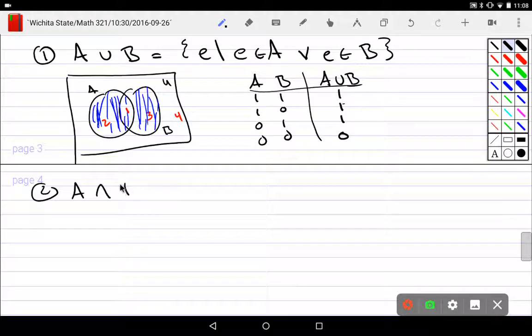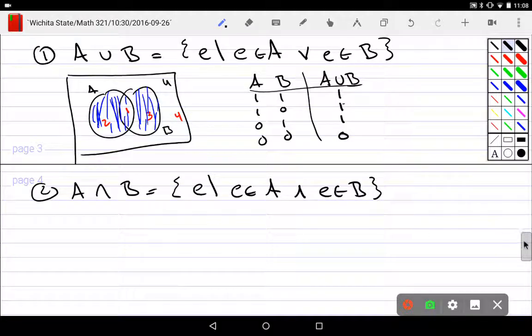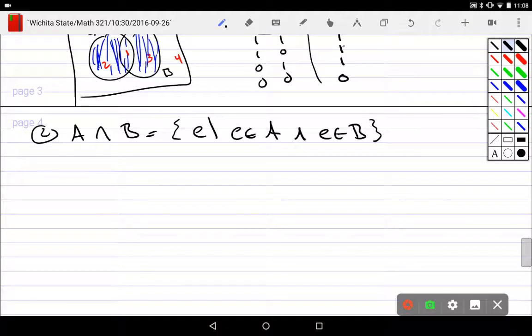A bridge B. These are all elements such that the element is in A and the element must be in B. The bridge is the intersection. So the cup symbol is union. The bridge symbol is intersection. Why do you think we picked the bridge symbol? What does it kind of look like?